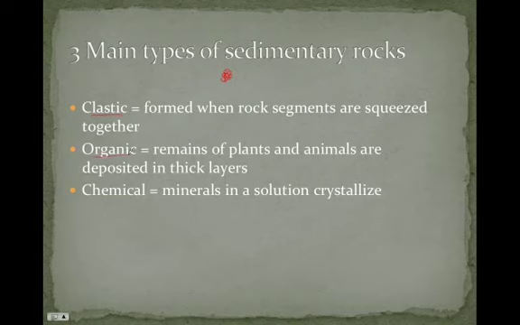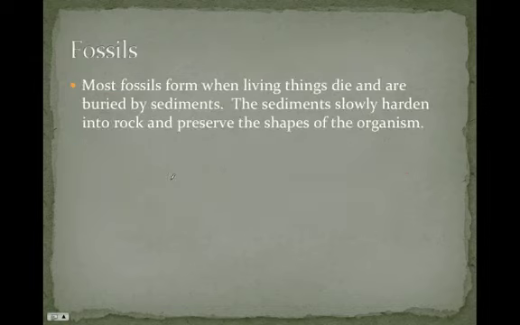Organic is when the remains of plants and animals are deposited in thick layers. So we can get coal, a type of sedimentary rock that's organic. Limestone can be another one. And typically in the organic one, that's where you're going to find fossils. That's the main one where you're going to find fossils. Third type is chemical. It forms from a solution. So multiple minerals combine together to form a rock, and it looks like one big mineral.